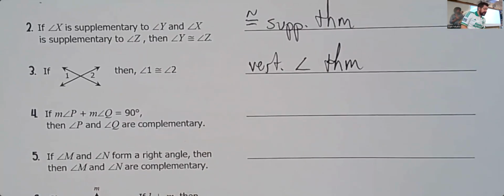The next one says that if the measure of angle P and the measure of angle Q equals 90, then they are complementary. Definition of a right angle? Let's see. Definition of right angle has to do with only one angle measurement. I see two angles added together here. Definition of complementary angles? Yes, so this would be the definition of complementary angles.